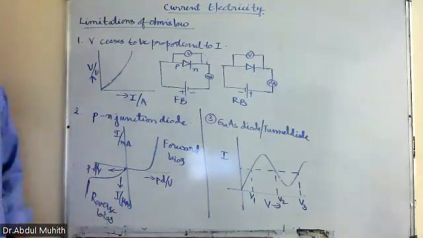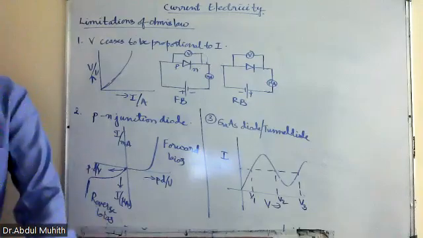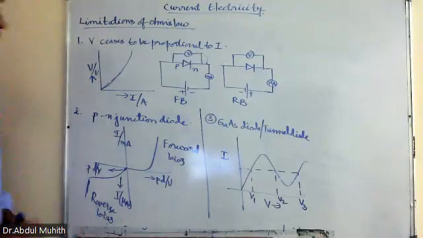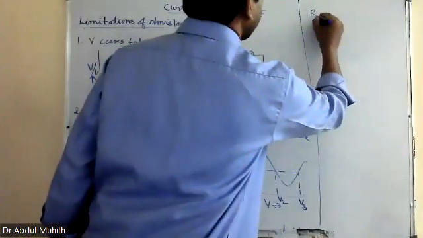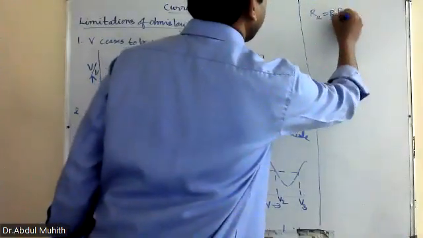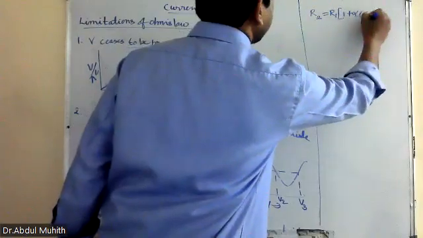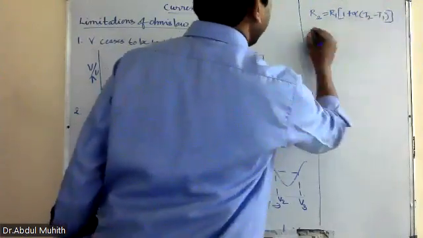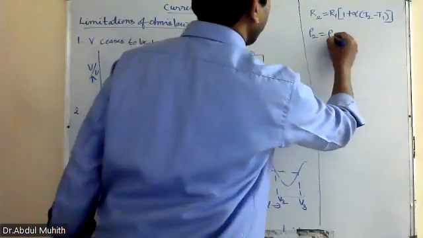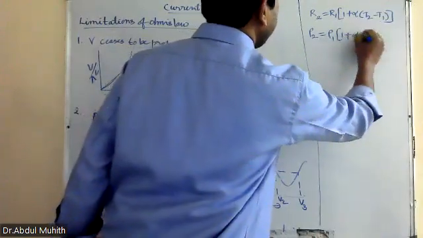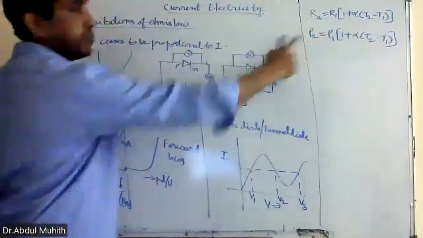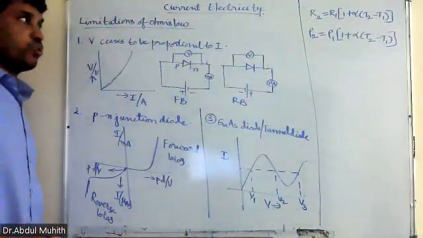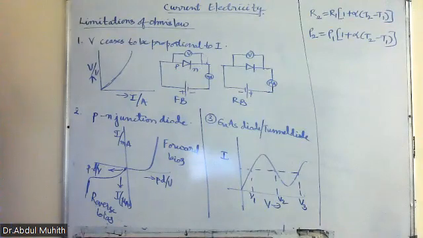Clear? So now, if you look at the temperature dependence of resistivity, there is one more situation. As I wrote here, you can write R2 is equal to R1 into 1 plus alpha (T2 minus T1). This also we can write, it's the same. For resistivity, ρ2 is equal to ρ1 into 1 plus alpha (T2 minus T1). Same formula. This is for resistance and this is for resistivity.